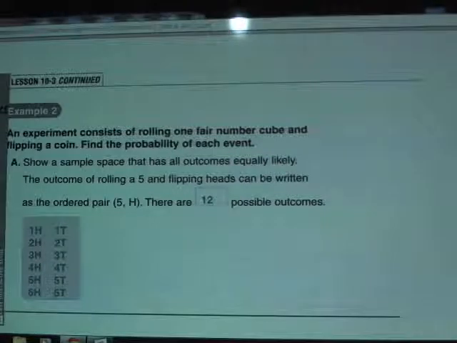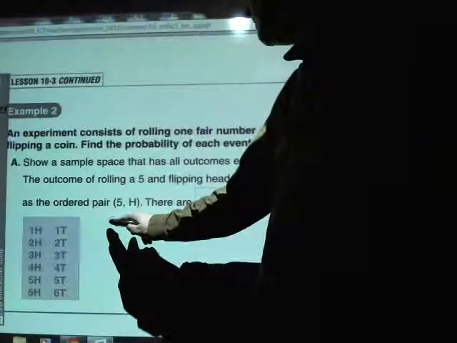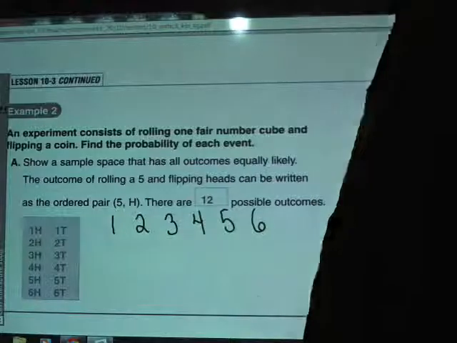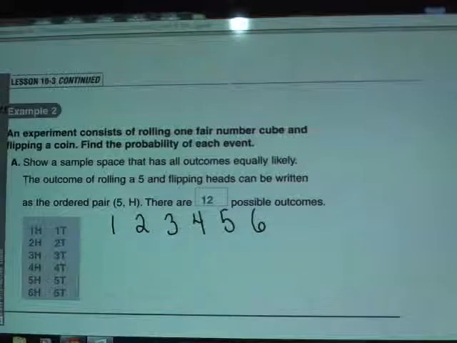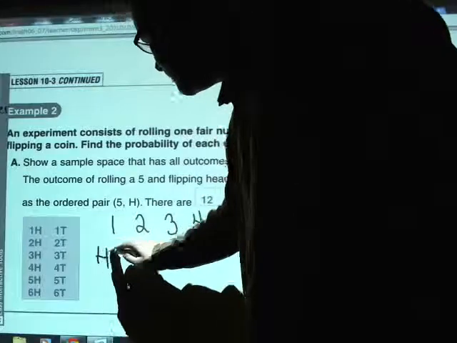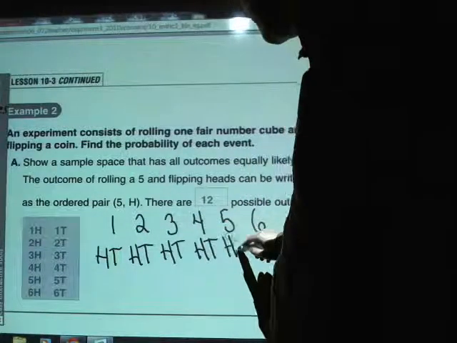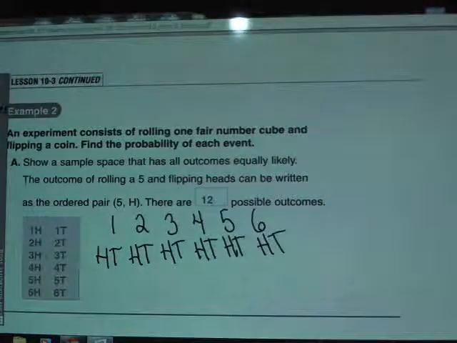All right, now what you might usually do here is do this with a factor tree. Okay? If we're talking about rolling a number cube first, well, if I roll that die on the first roll, I can get 1, 2, 3, 4, 5, or 6. And then after I roll that number cube, I'm going to flip a coin. Well, doesn't matter what I land on with rolling the die, but when I flip the coin, I know I can get heads or tails, no matter what. So after I get 1, I can get heads or tails. After 2, I can get heads or tails. After 3, I can get heads or tails. After 4, I can get heads or tails. After 5, I can get heads or tails. And after 6, I can get heads or tails.